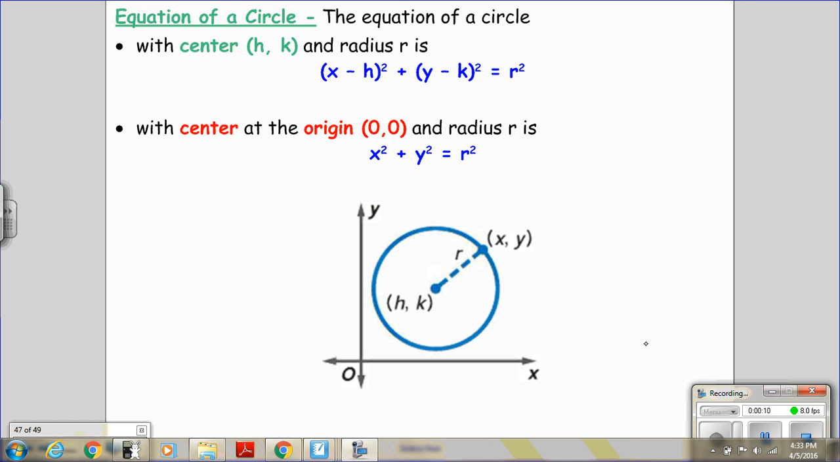The equation of a circle with center at (h, k) and a radius r is (x minus h) quantity squared plus (y minus k) quantity squared equals radius squared.